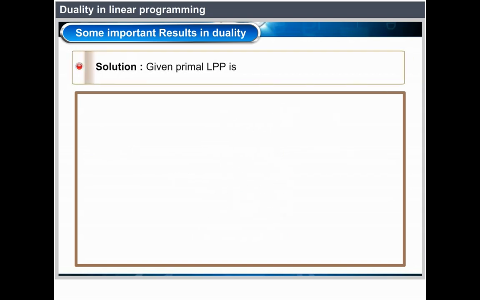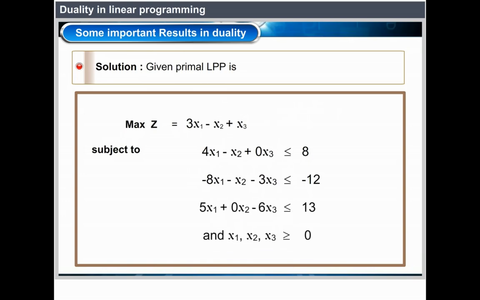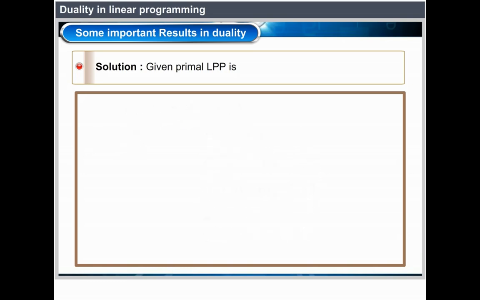Solution. Given primal LPP is maximize z equal to 3x1 minus x2 plus x3 subject to 4x1 minus x2 plus 0x3 less than or equal to 8, minus 8x1 minus x2 minus 3x3 less than or equal to minus 12, 5x1 plus 0x2 minus 6x3 less than or equal to 13, and x1, x2, x3 greater than or equal to 0.